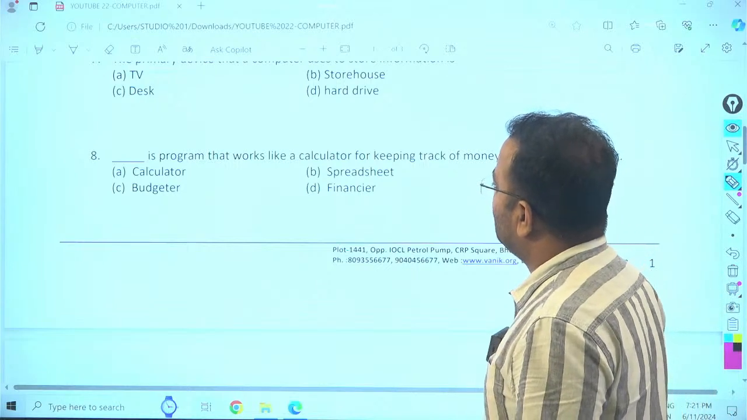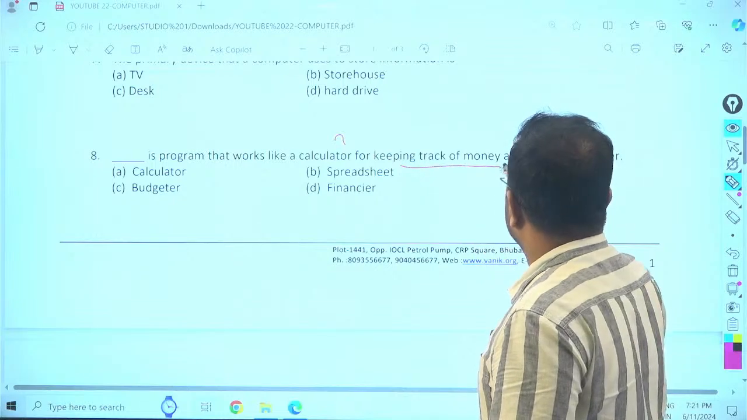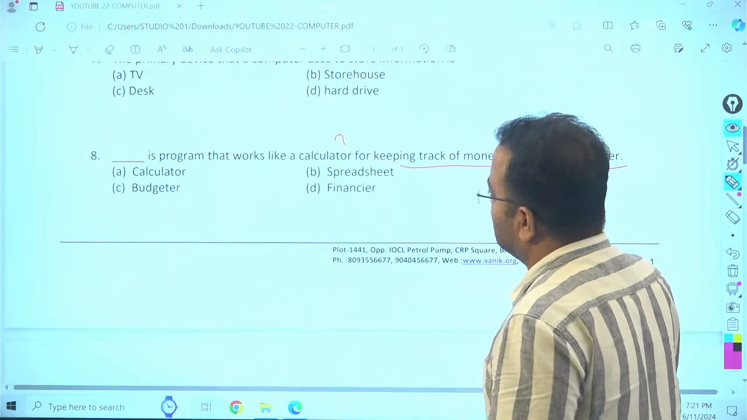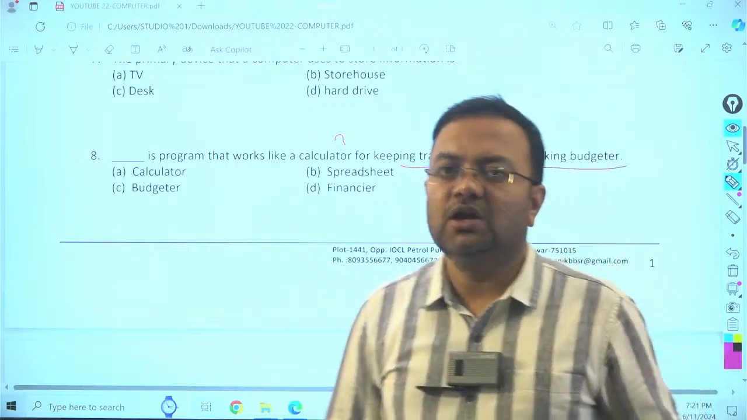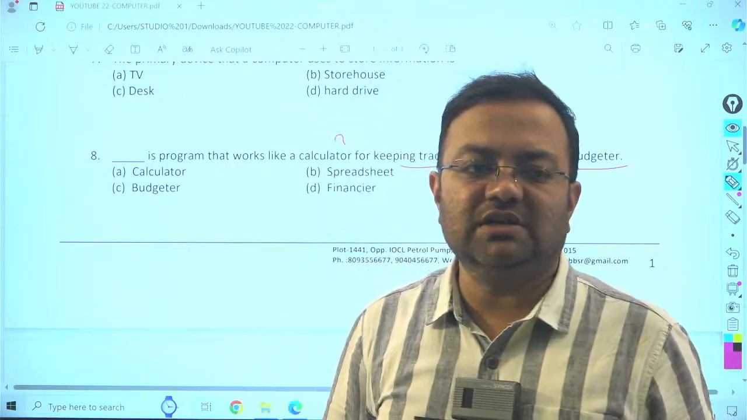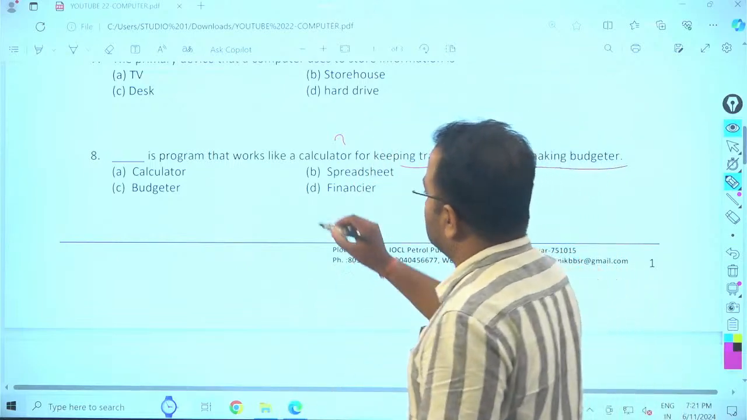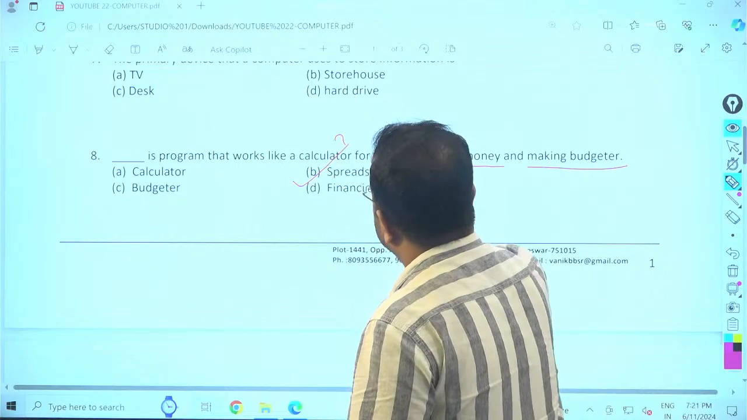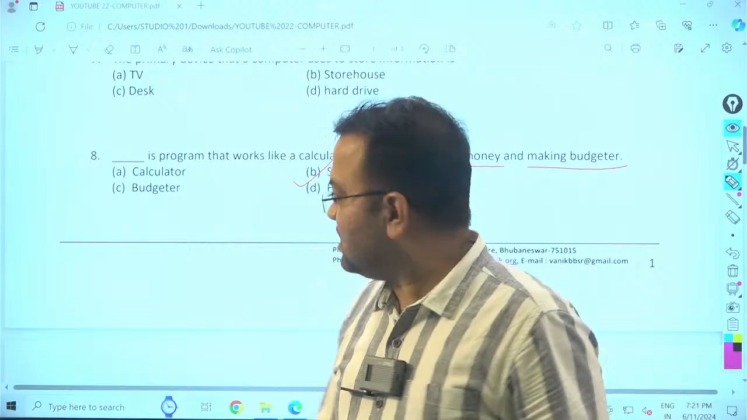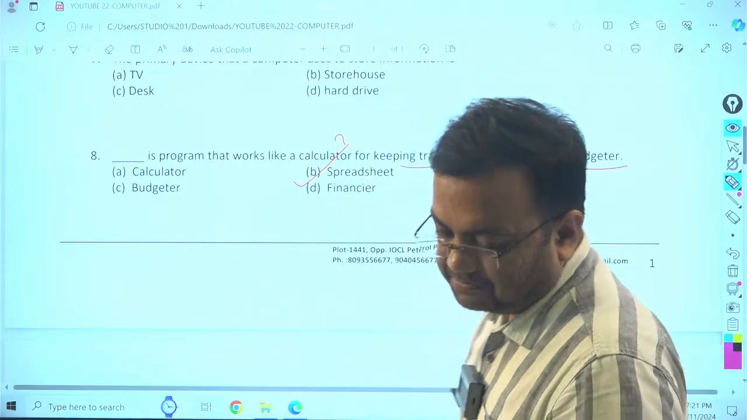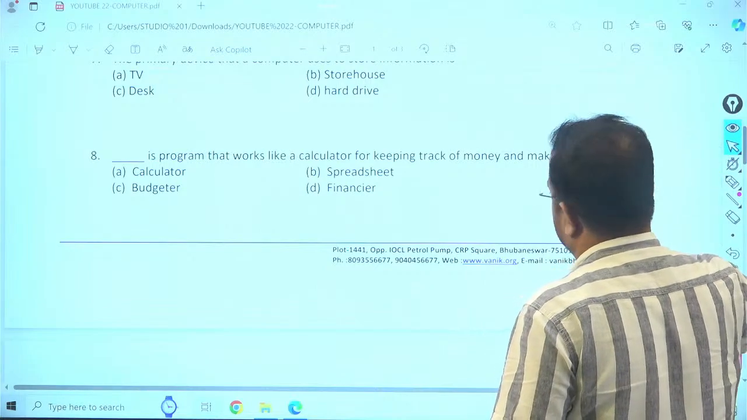Dash program that works like a calculator, keeping track of the money and making a budget also. So very simple, this is an electronic spreadsheet specifically designed to perform tabulation as well as numerical calculation also. So here for question number 8, what answer can we choose? B, spreadsheet. Answer is B, spreadsheet. So question number 8, answer is B. Then goes to question number 9.